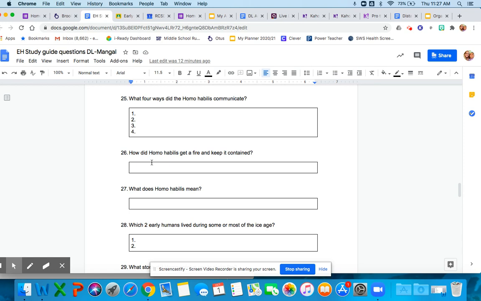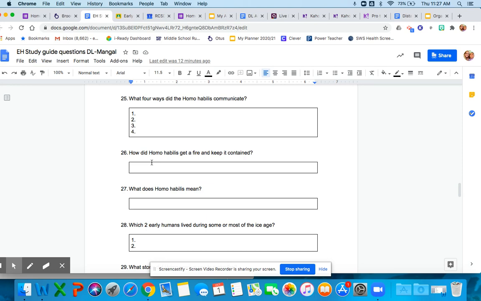So the Homo habilis were able to communicate through body language. They were able to communicate through sounds such as grunts. They were able to communicate through physical means, through touch, and they were able to communicate through gestures.